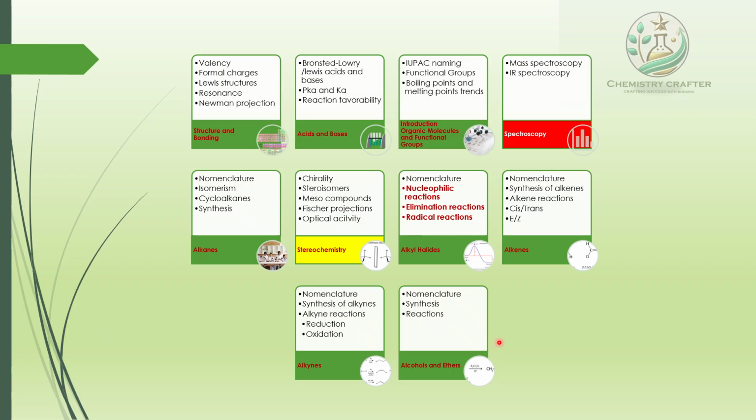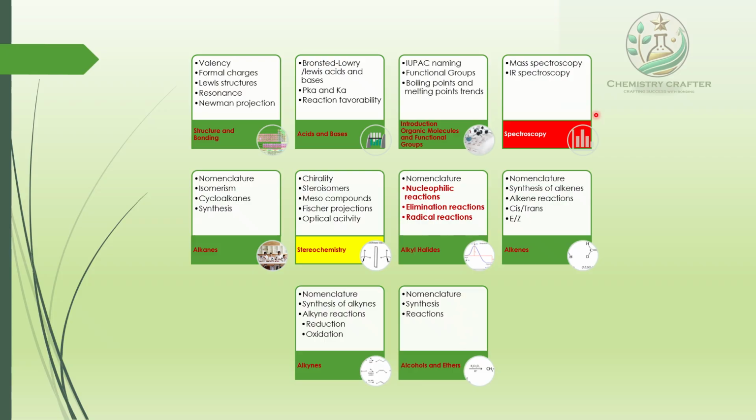And the last one, usually they conclude OChem 1 with alcohols and ethers. When I say ethers, it could also include peroxides. It depends on different professors. So these are the main things that are covered in OChem 1.